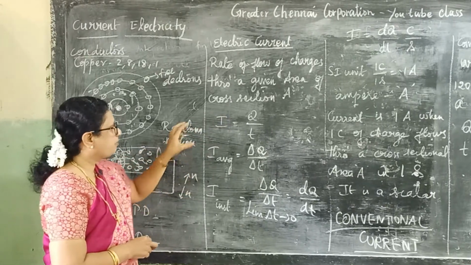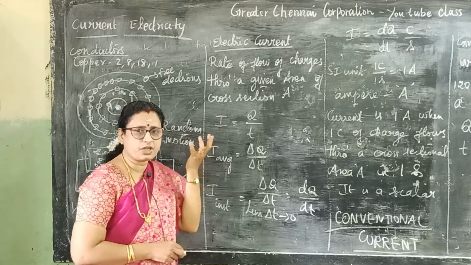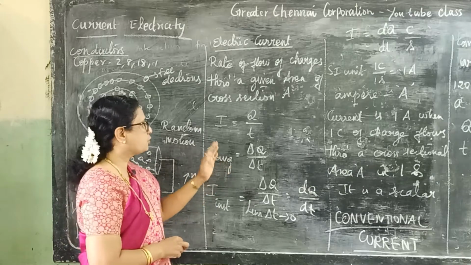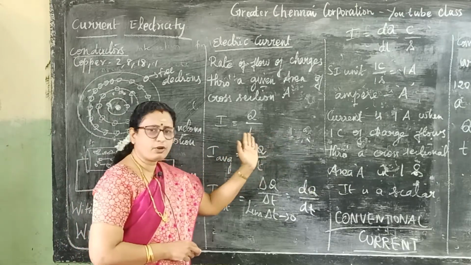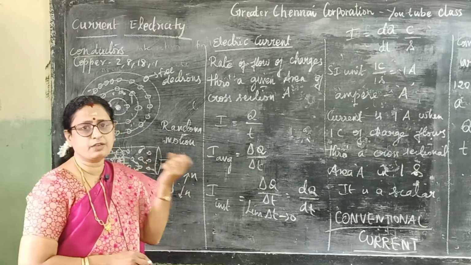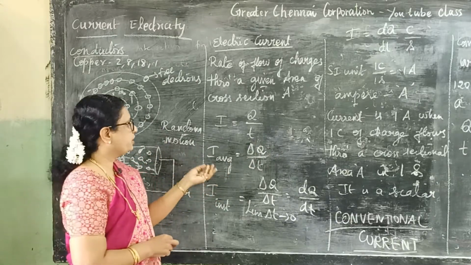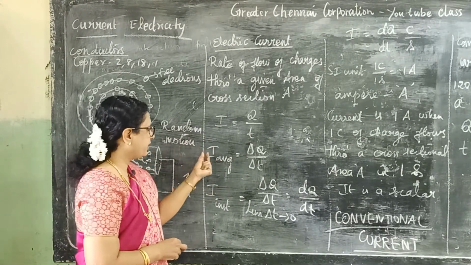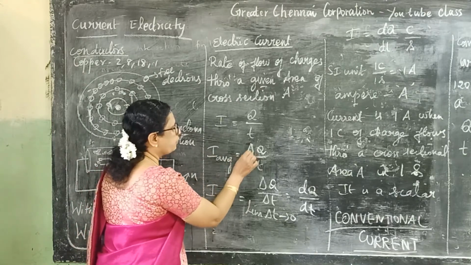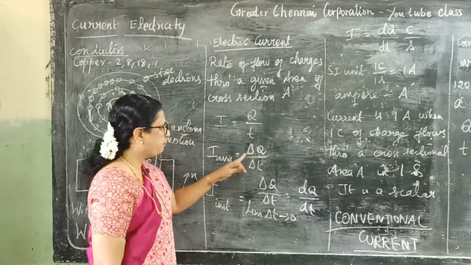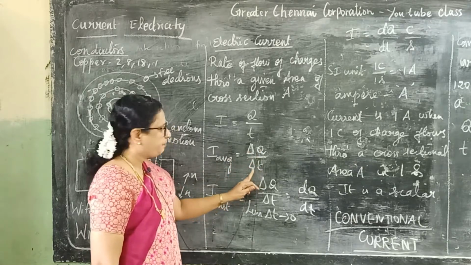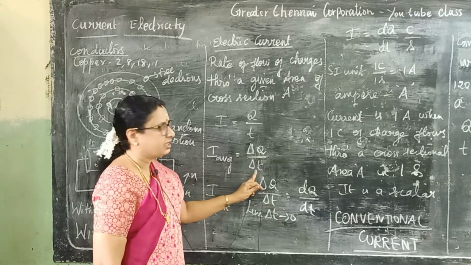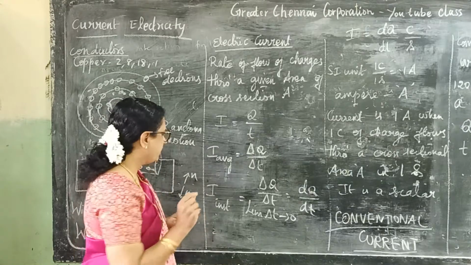But actually the amount of charge flowing through an area A for a particular interval of time will not always be the same. Even for regular intervals of time, the amount of charge flowing through a given area of cross section will not be the same. So in that case we have to define the average current. I average is equal to del Q by del T, where del Q is the charge flowing through the area of cross section A for a time del T. Del T is a very small interval of time.